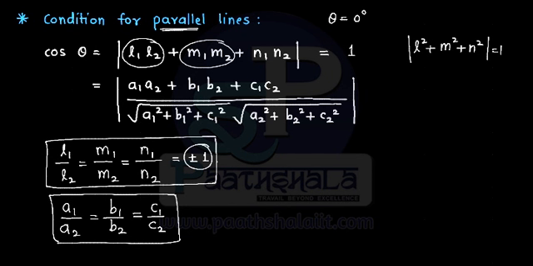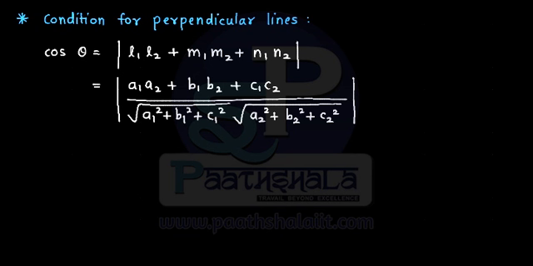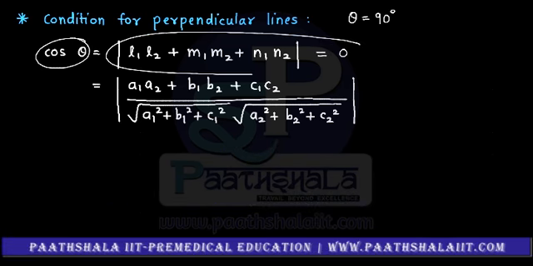Now let us go ahead and see the condition for perpendicular lines. Once again we have written the formulae for cos theta. Now since for perpendicular lines we want theta to be 90, hence cos of 90 turns out to be 0. So that means we want this entire expression to be equal to 0.